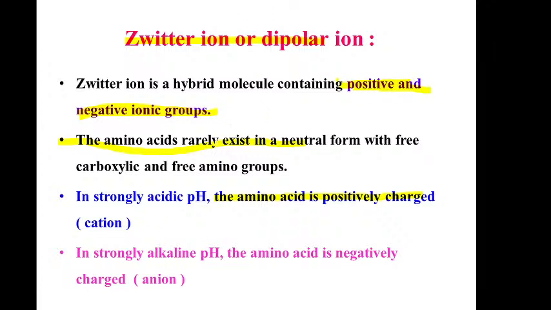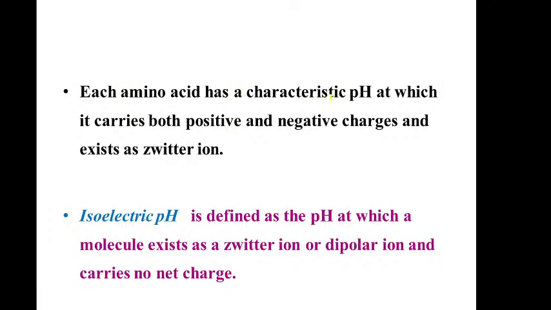Each amino acid has a characteristic pH at which it carries both positive and negative charge, and it exists as a Zwitter ion. So when any amino acid at a particular pH carries both positive as well as negative charge, that state is known as the Zwitter ion.